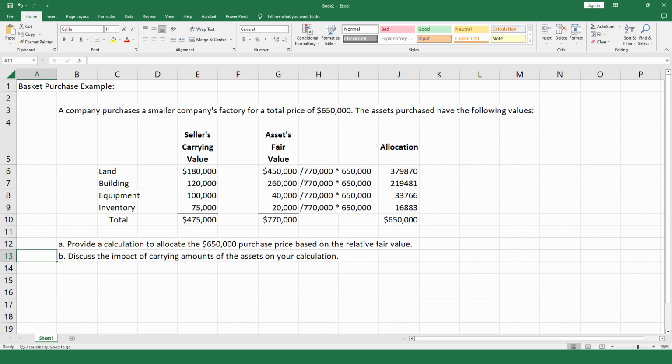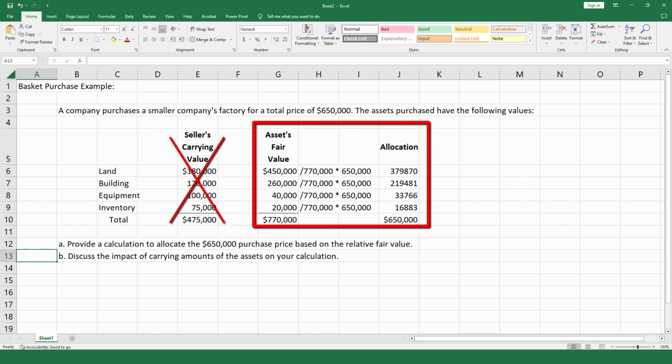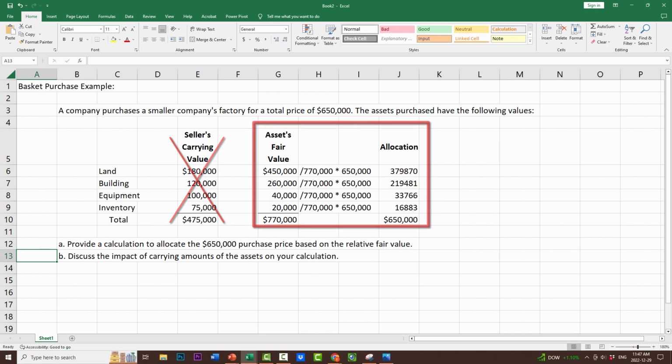Let's go to B, discuss the impact of carrying amounts of the assets on your calculation. And the answer is they're irrelevant and they don't affect the calculation at all. Why not? That's because the carrying value is not representative of the fair value. Instead, we need to use the fair value of these assets in order to do the allocation.